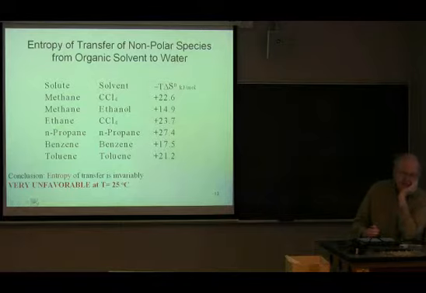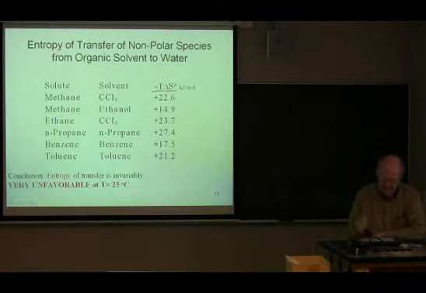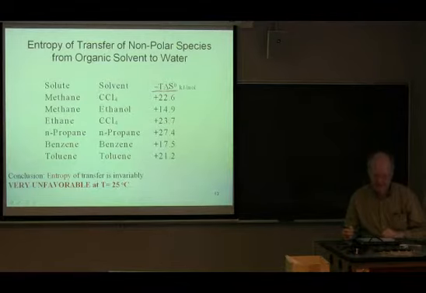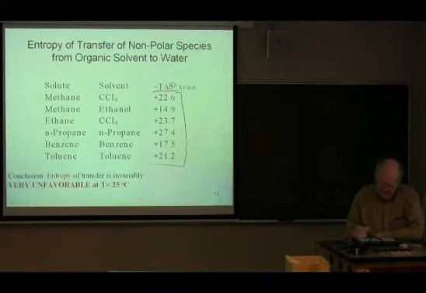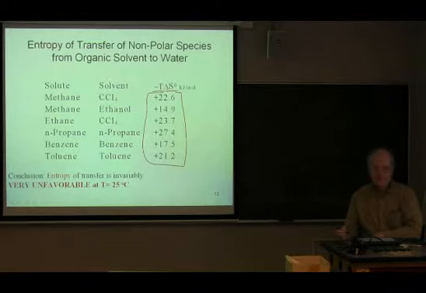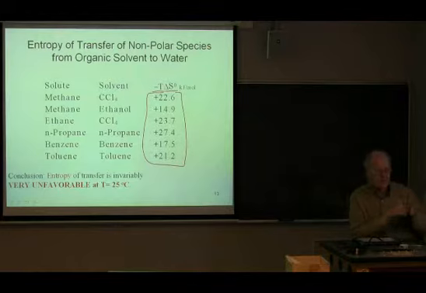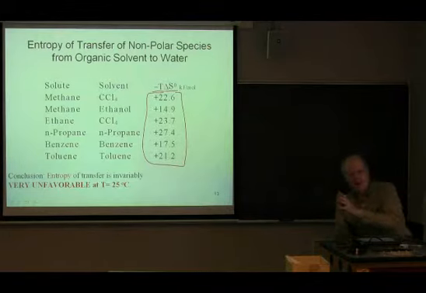So why is delta G so unfavorable? It's got to be delta S. And I've written this as minus T delta S, not T delta S. And these are all rather unfavorable processes. So then, why is the transfer of a nonpolar substance from a nonpolar environment into water unfavorable?